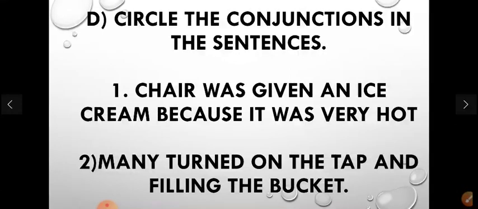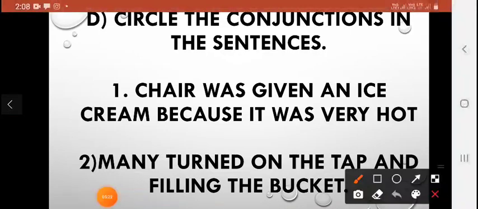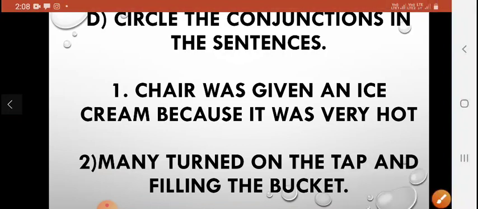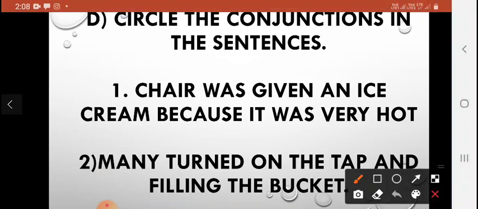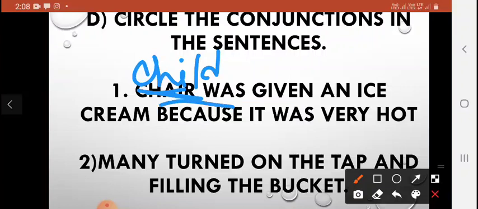Circle the conjunction in the sentences. We have to circle the conjunctions in the sentences. First is, child was given, uh, wait, here is child. There is one mistake, that child. Child was given an ice cream because it was very hot. So circle on because. Because is the conjunction here. Child was given an ice cream because it was very hot.